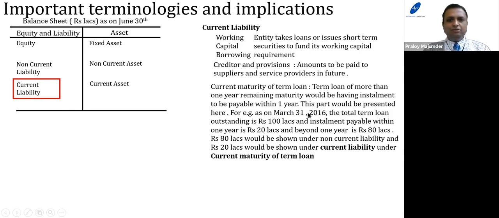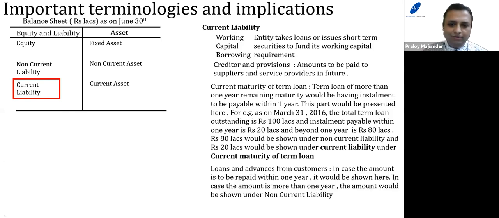For example, as on March 31st, 2016, the total term loan outstanding is 100 lakhs, and these 100 lakhs would be paid over a period of 5 years. So in the next 1 year, the principal to be paid is 20 lakhs, and beyond 1 year is 80 lakhs. Out of the 100 lakhs, 80 lakhs will come here. Look at this diagram: 80 lakhs will come here and 20 lakhs will come here. So please remember, the 80 lakhs would be shown as non-current liability and 20 lakhs would be shown under current liability, to give the meaning that this amount would be paid within 1 year.